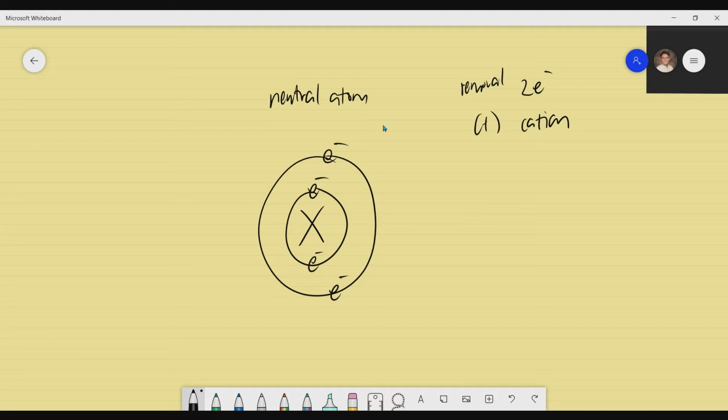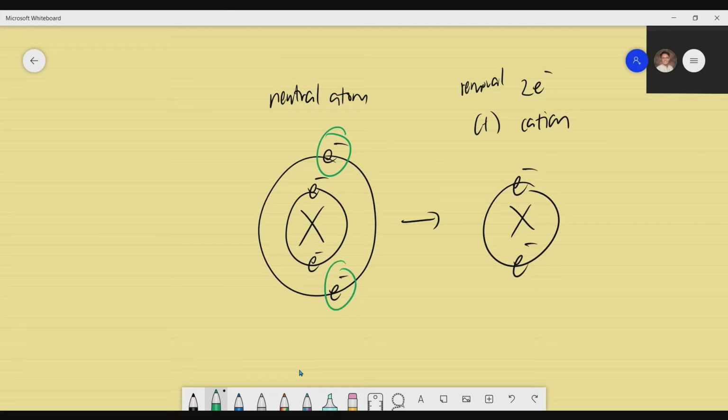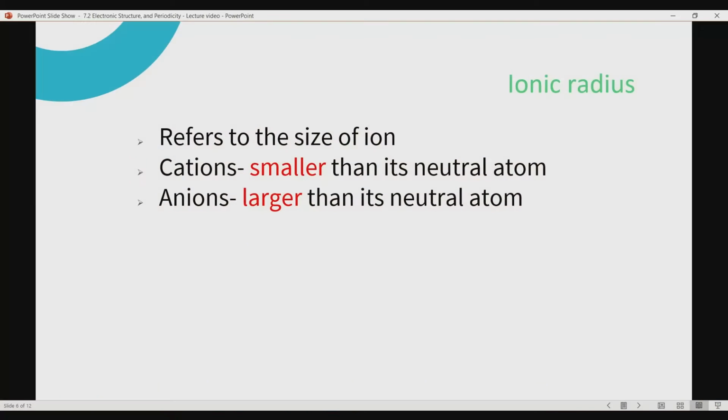Now from being this neutral atom, it becomes theoretically into this illustration. Now since we removed 2 electrons from the neutral atom, from being 2 energy levels, it becomes only 1 energy level, and from what we see is quite smaller with that of the neutral atom. Okay, so therefore, just like the guide said, your cations is smaller than the neutral atom.